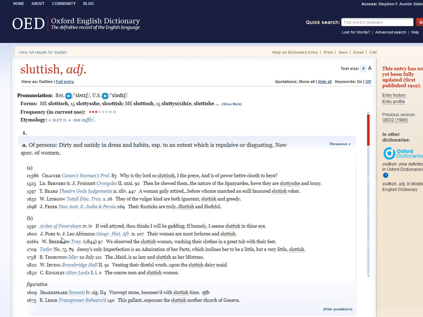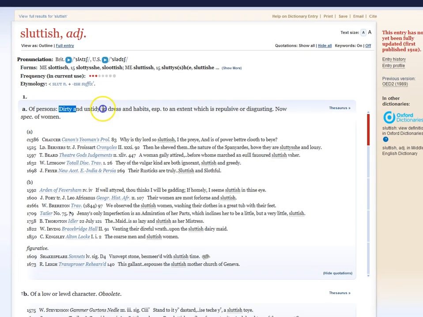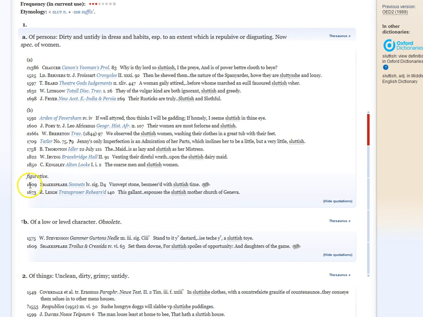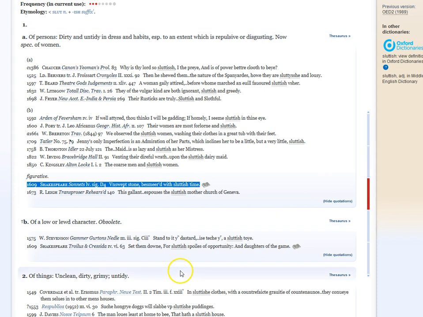And it's really good because it doesn't just say what words mean now, but what words meant in the past, and it'll give you the first example of every new meaning. So when I run into sluttish, it means dirty and untidy in dress and habits. That's weird. Okay. And actually we go down, we find 1609, hey, there's this example, as a matter of fact. Now that doesn't have anything to do with sex at all. And as a matter of fact, originally a slut is just someone who doesn't keep house very well.